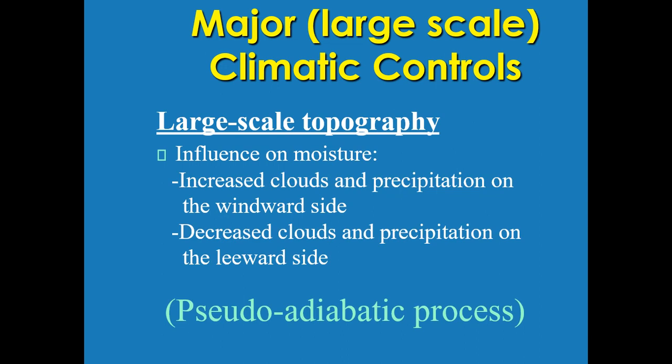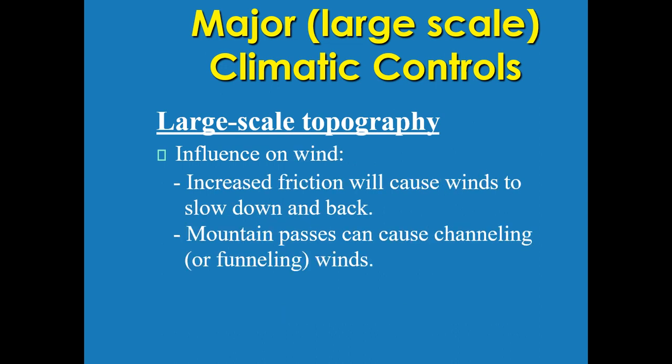And there it is, pretty much what I just mentioned, the influence of moisture. With mountainous areas that are perpendicular to the wind flow, you get increased clouds and precipitation on the windward side, as well as decreased clouds and precipitation on the leeward side. So again, cooler and moist, with more precipitation on the windward sides of mountain ranges that are perpendicular to the wind flow, whereas you have much drier and warmer conditions on the leeward side.